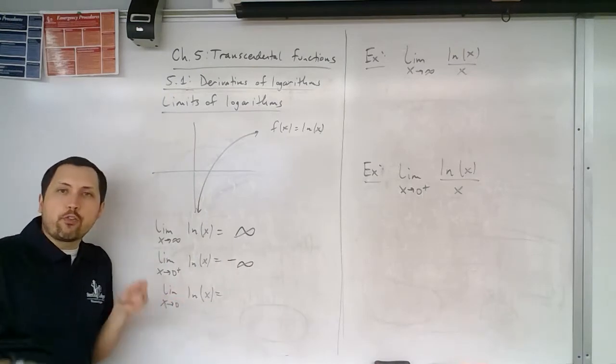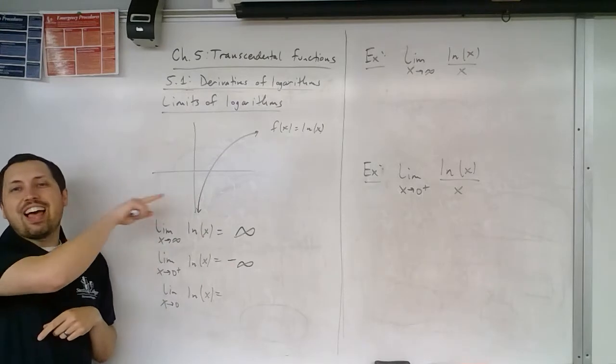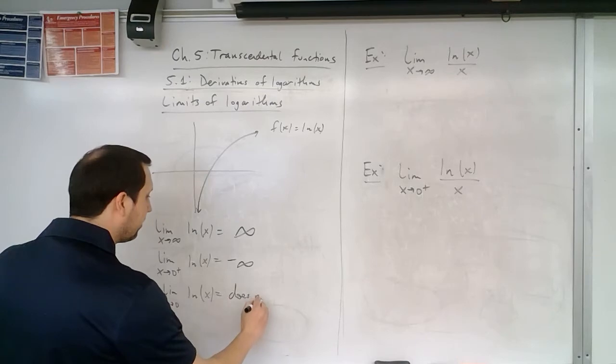And as we approach 0 from both sides, as we approach from the right, it's going to negative infinity. As we approach from the left, it does not exist. So this guy does not exist.